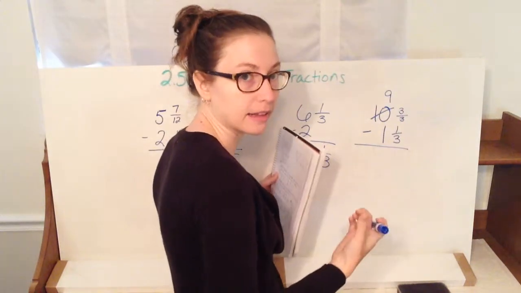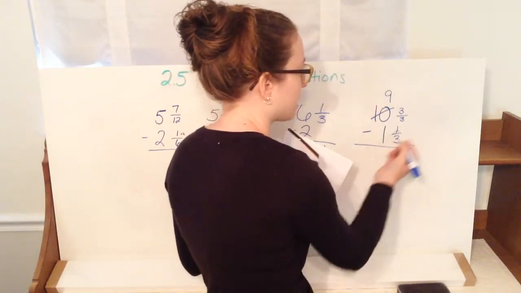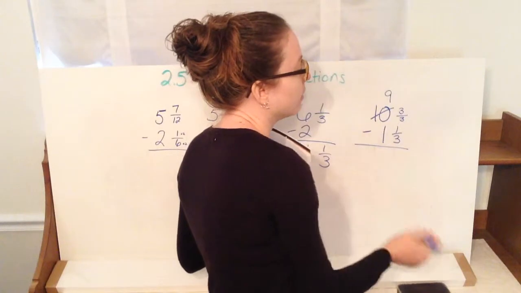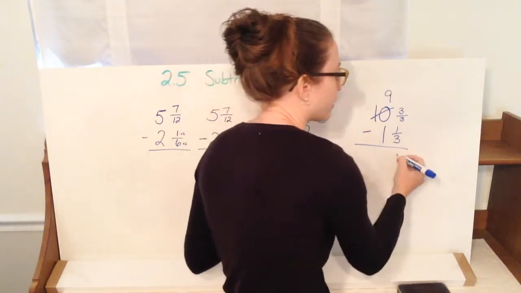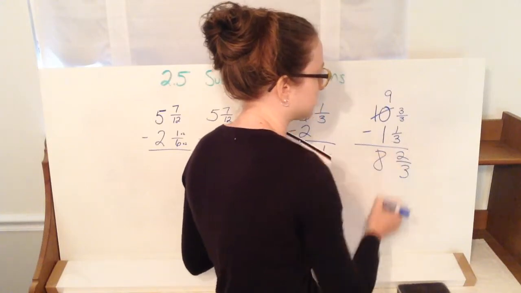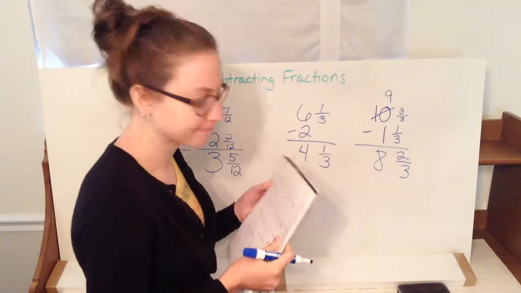And that's mathematically equivalent because that's 9 and 1. 9 and 1 is 10. Okay, now I can do my subtraction, but this is what borrowing looks like. Okay, 3/3 minus 1/3 is 2/3, and 9 minus 1 is 8. 8 and 2/3 is our answer.